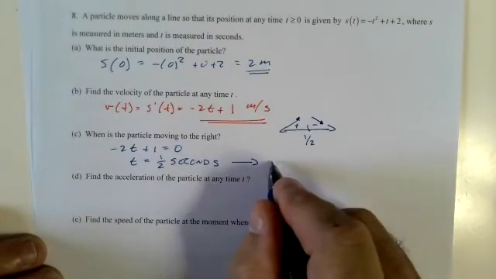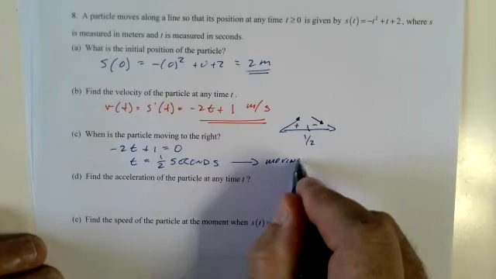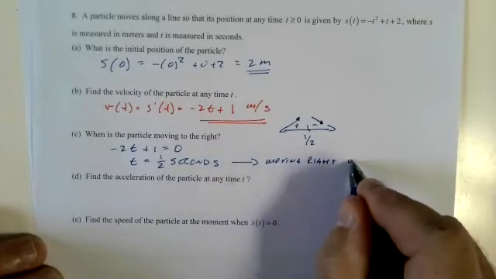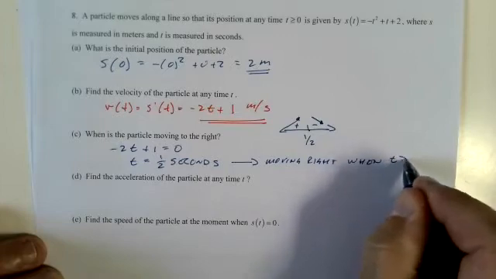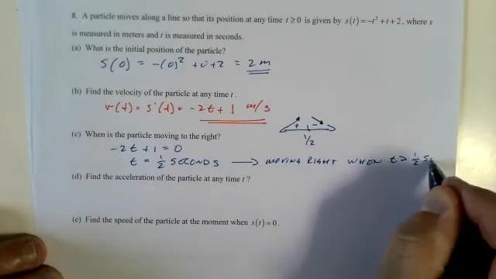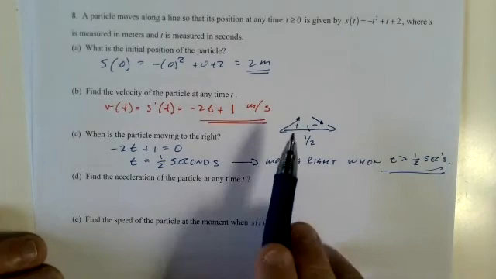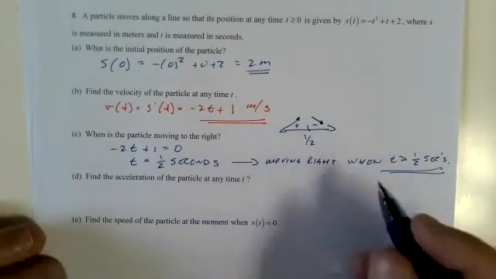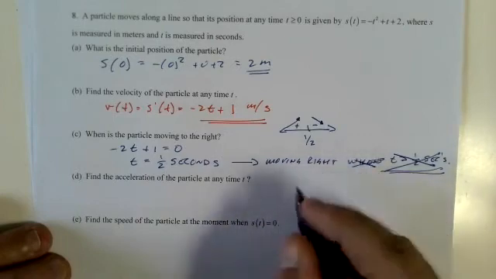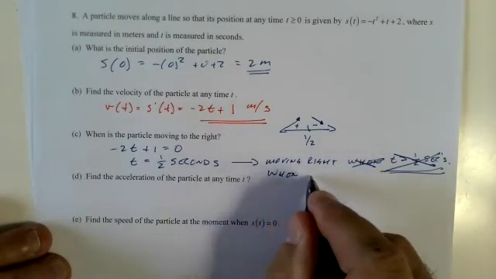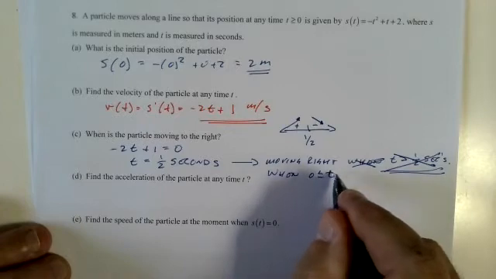So moving right when t is greater than 1/2 seconds. Something tells me I made a mistake. Yep, that's weird. That's moving to the left. Why would I say it that way? So weird. Moving left when 0 is less than or equal to t less than 1/2.